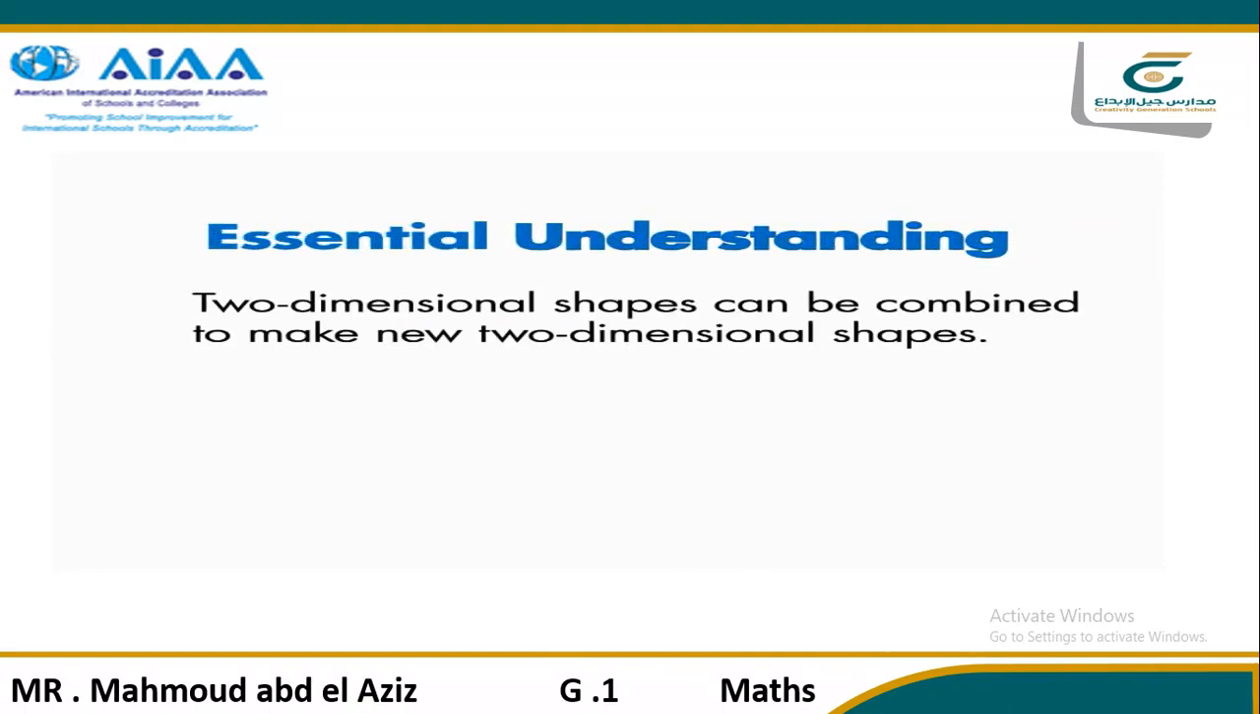The essential understanding for this lesson is two-dimensional shapes can be combined to make new two-dimensional shapes. Previously, students combined two-dimensional shapes to create larger two-dimensional shapes. In this lesson, students combine two-dimensional shapes to make more complex two-dimensional shapes that are pictures of real-world objects.